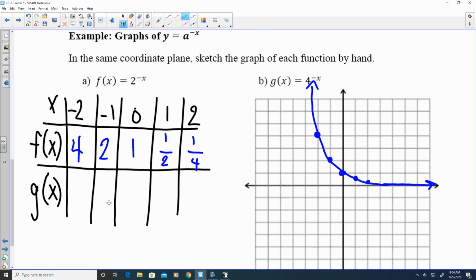And then with the green, that's going to be 4 to the negative x. So same deal, when we do 4 to the negative 2, it becomes 4 to the 2, which is 16. 4 to the first is 4. And then again, this is just inverted from what we had up above. And I plot those points. There we go.